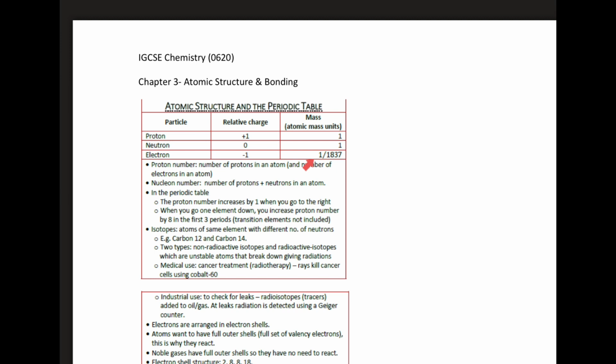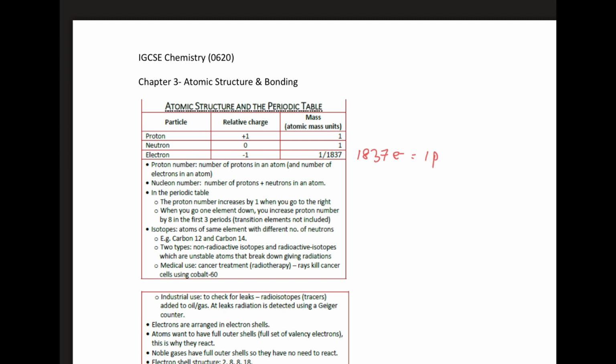So 1837 electrons is equal to 1 proton. So you try to imagine how light the electrons are. Okay, now we look at the next point.